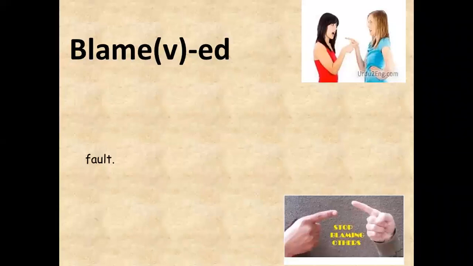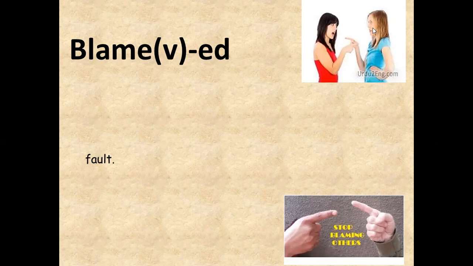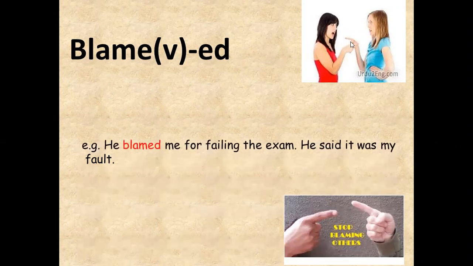Blame. Blame is a verb, and the past tense of blame is blamed. These two girls are pointing fingers. They are blaming each other for something. He blamed me for failing the exam. He said it was my fault. My little brother failed in his English exam and he blamed it on me.